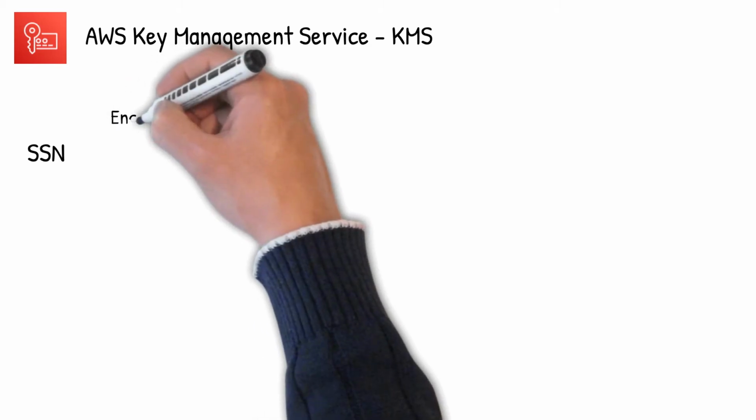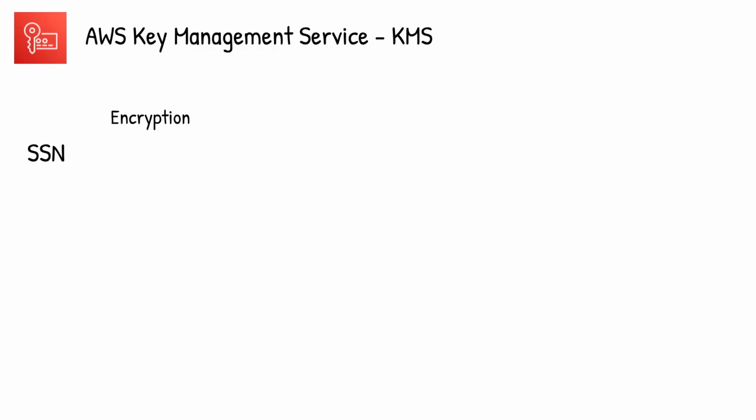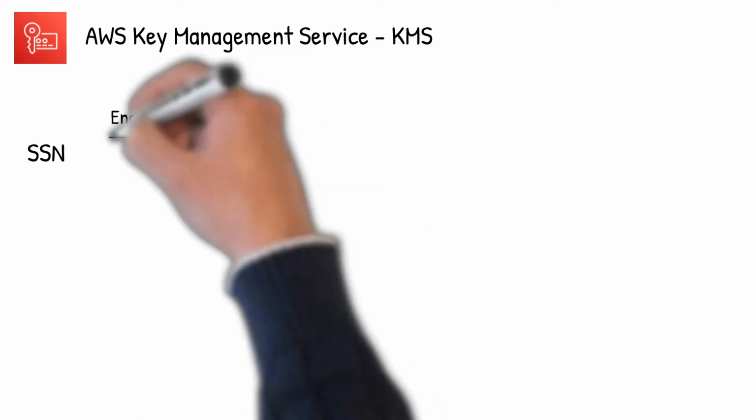In the encryption process, you pass your clear text data along with the secret key through an encryption algorithm, which will output an encrypted version of your data.